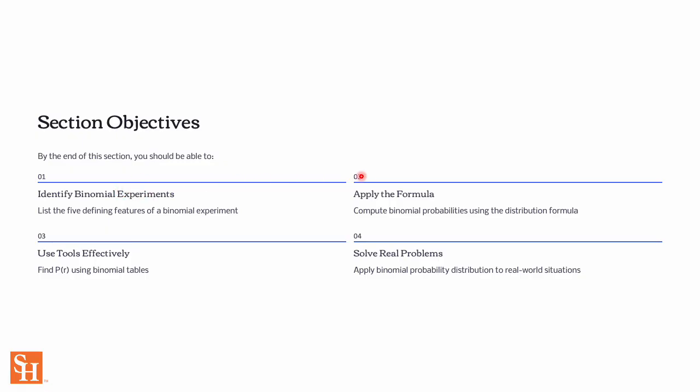Then to solve binomial probability distribution problems, we have two ways. We can directly use the binomial probability distribution formula to solve the problem, and we'll learn how to do that. Another alternative way is to use the binomial probability distribution table to solve the same problem, and we will also see how we can use the binomial table.